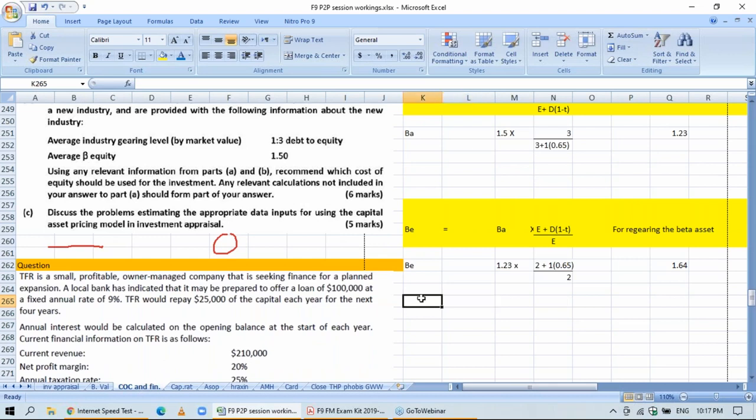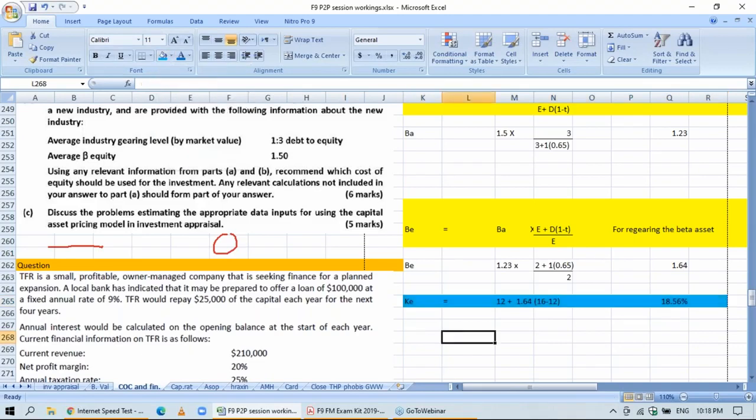So let's calculate the cost of equity, which is the risk-free rate, 12%, plus 1.64, which is the beta equity, multiplied by the risk premium, which is 16 minus 12. So this gives you 18.56%. So that's the risk adjusted cost of equity, 18.56%.